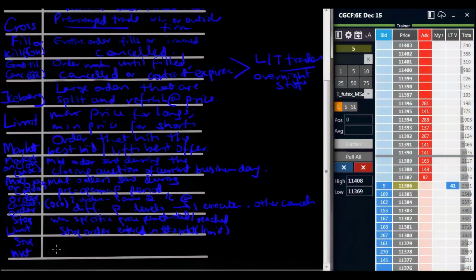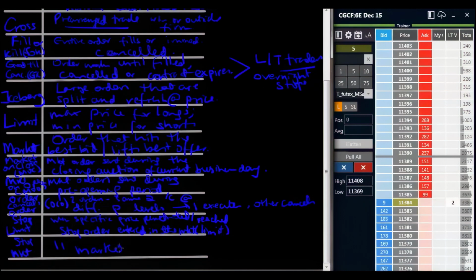Stop market is pretty much the same thing. That order gets triggered when the market has reached or penetrated a specific price, but once it's triggered, a market order is sent to the market. So this is exactly the same thing as above, except when it gets triggered, there is a market order, not limit. I think that's pretty self-explanatory.